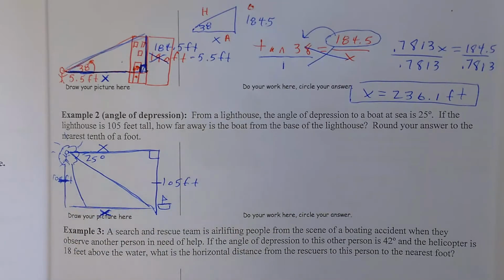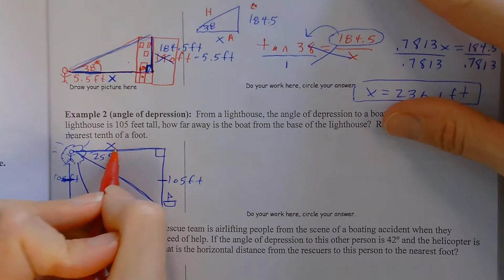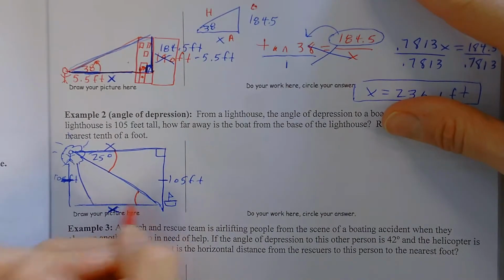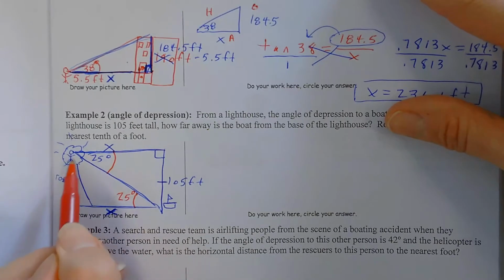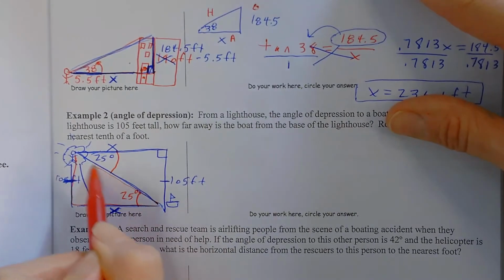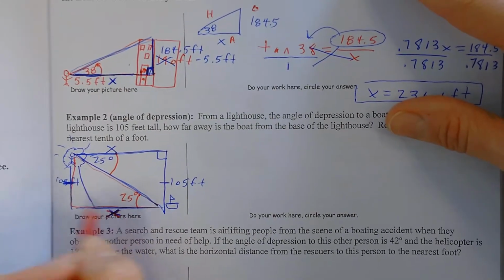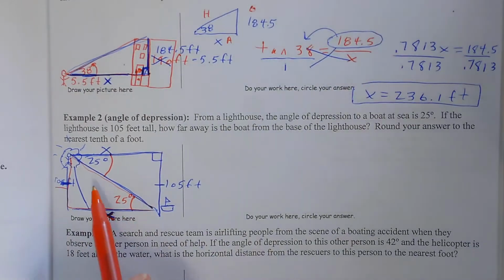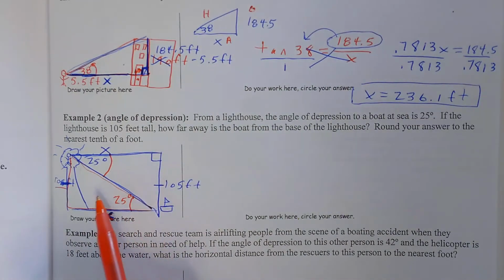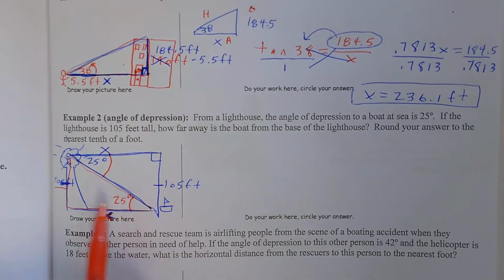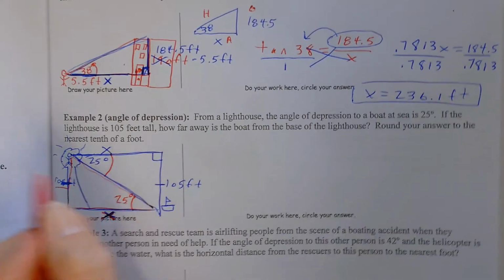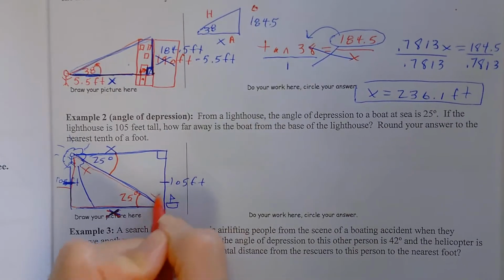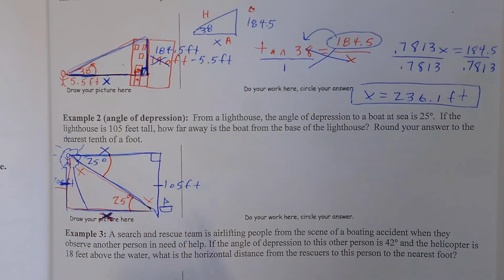Here's another option. If you don't like that, then what you could do is you could change depression to elevation because depression and elevation are alternate interior angles. So feel free to use this triangle right here instead. You'll still have your x and you'll still have your 105. Basically, when you look at this rectangle, these two triangles match. So it doesn't matter if you use depression or elevation because they're alternate interior angles. Just don't use that angle or this angle because those are not depression or elevation.